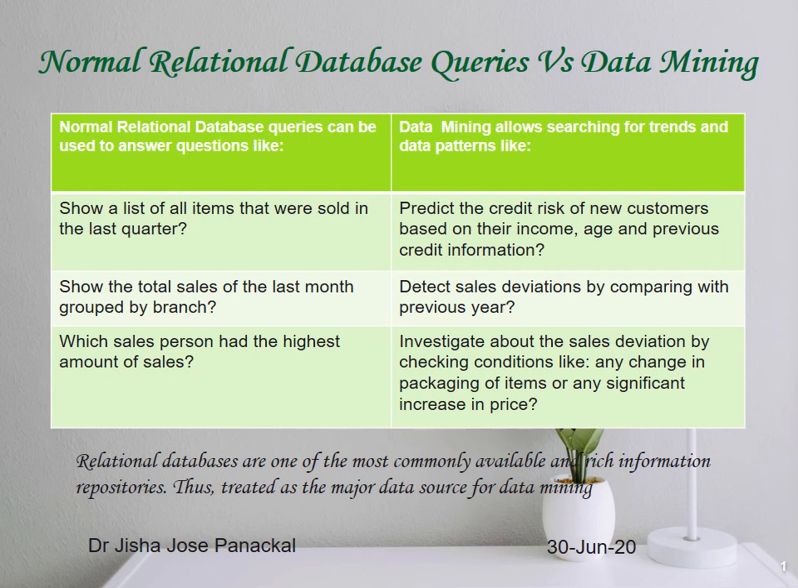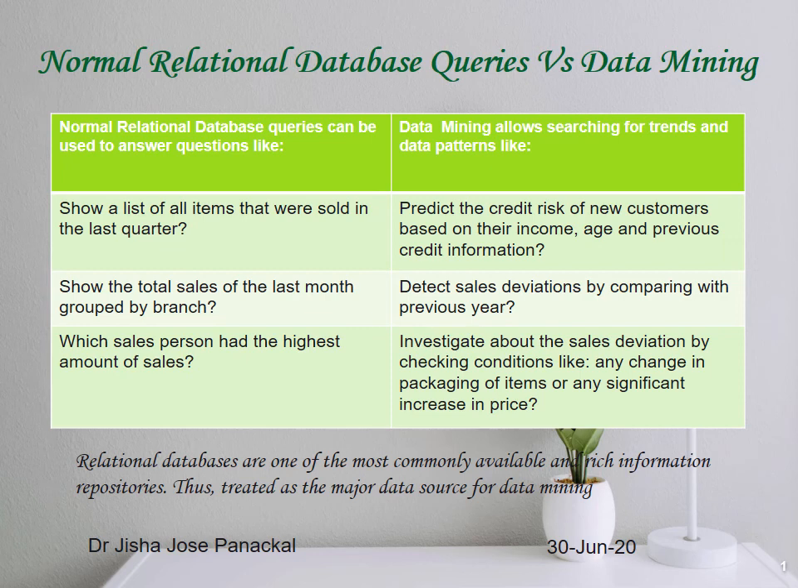For example, show a list of all items that were sold in the last quarter. We want to know the list of items that were sold in a particular quarter. This can be answered using a normal relational database query. Another question is, show the total sales of the last month grouped by branch. And another question, which salesperson had the highest amount of sales? These questions are examples of normal relational database queries, and they can be solved using database queries.